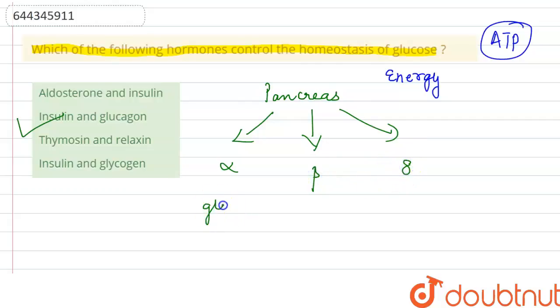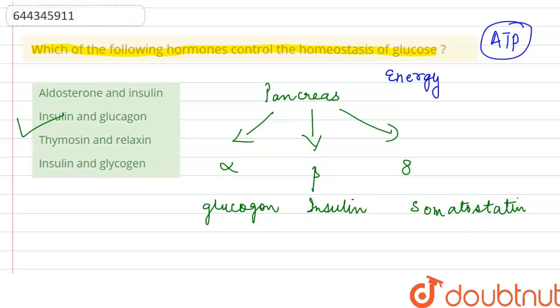The alpha cells produce glucagon. The beta cells produce insulin, and the delta cells produce the hormone somatostatin.